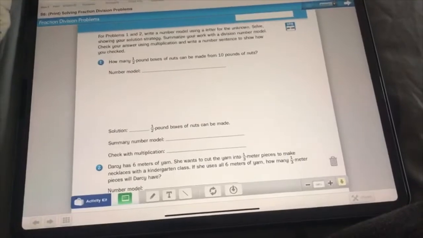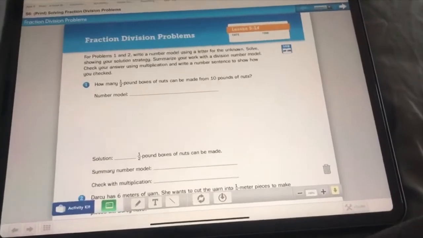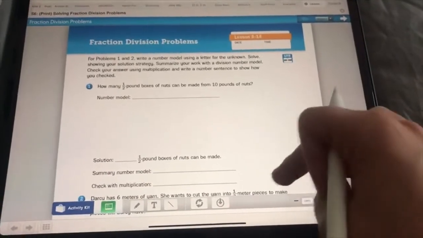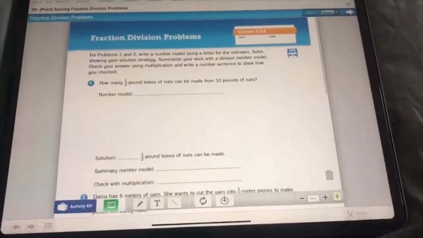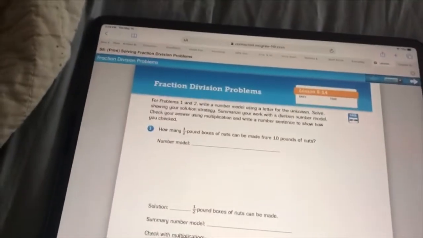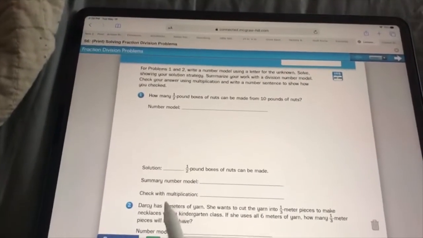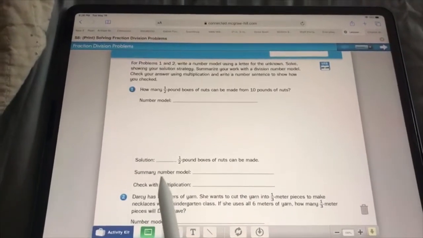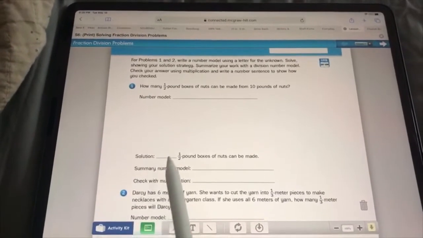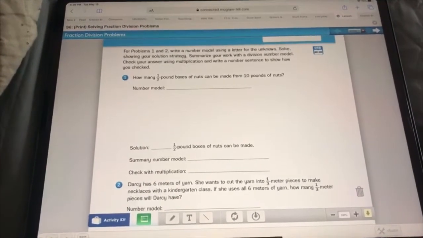Okay, so today for your student journal pages, you're going to have two student journal pages and a home links page, okay? But I'm going to set you up here for number 1 on the first page, and then number 1 for the second page. So here you can see for number 1, you have a problem. You need to have a solution. You need to have a summary number model, which is basically like a number sentence, okay? And then we're going to check with multiplication.